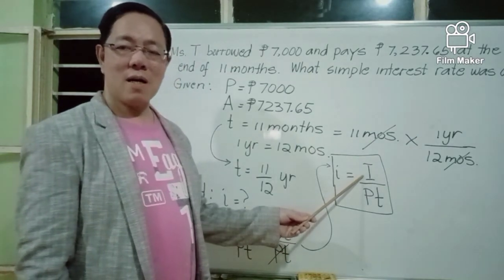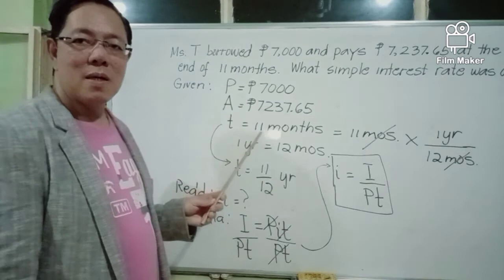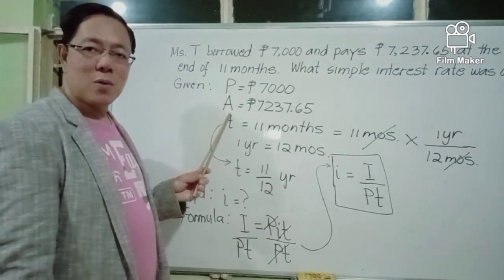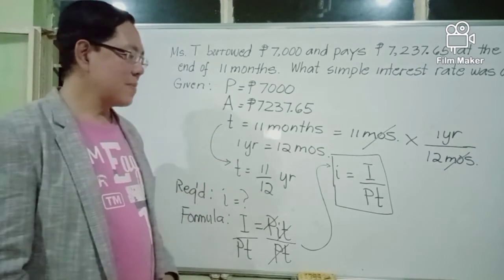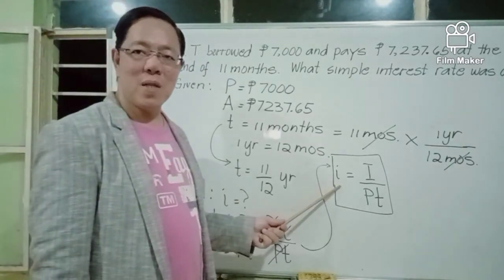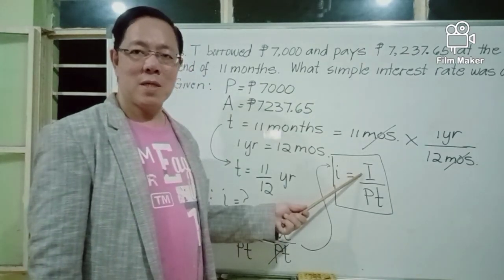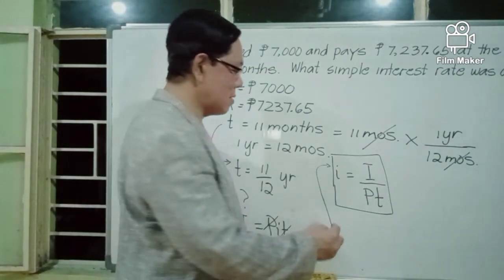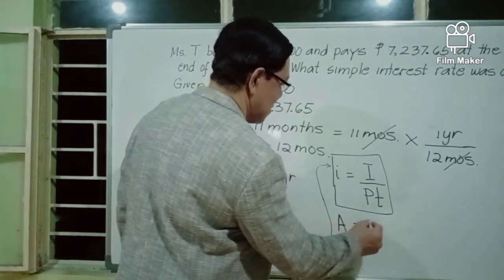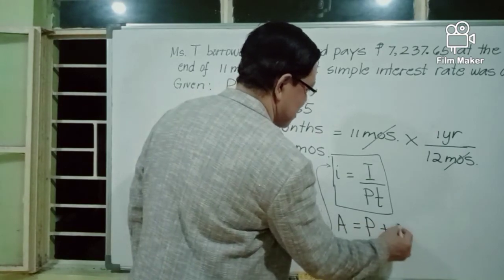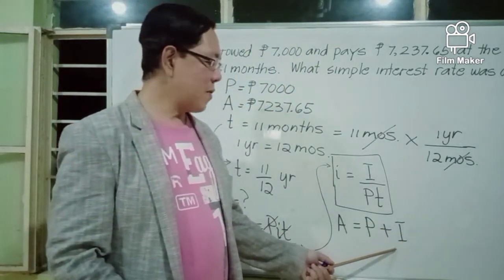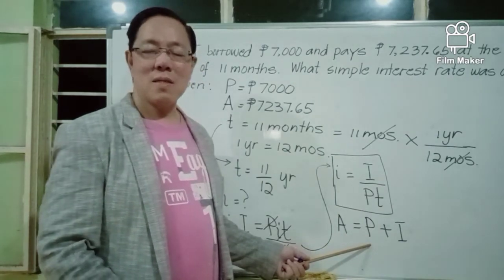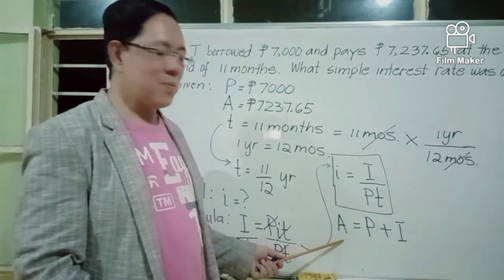But the amount of interest capital I is not given in the problem. But we can solve for the amount of interest capital I because the total amount A and the principal P are given. Hence, before we can solve for simple interest rate small i, we have to solve first for the amount of interest capital I from the formula for total amount, capital A equals principal plus the amount of interest. We solve for capital I from this equation by transposing the principal P to the left hand side of the equation.